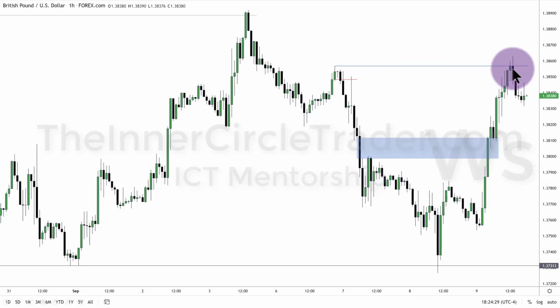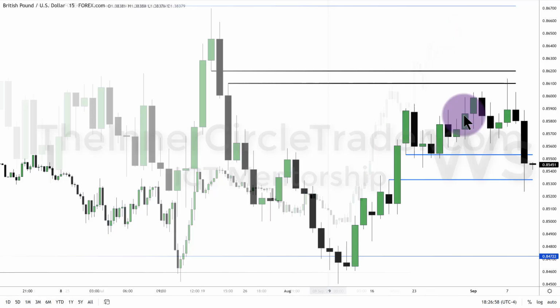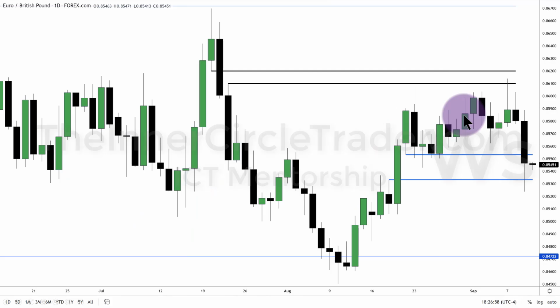There, it sweeps it, and look at the bodies of the candles matching up with the high. Just beautiful. And there's that run into that buy side liquidity pool on the 15-minute time frame. Finally, moving on into Euro Pound, and it dipped into its breaker a little bit more.